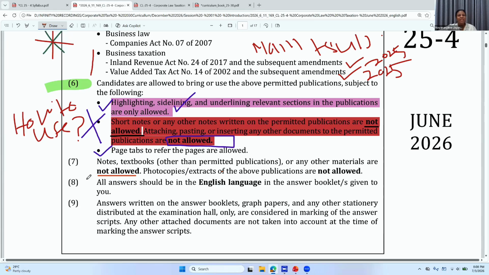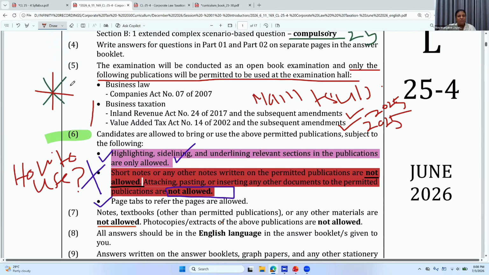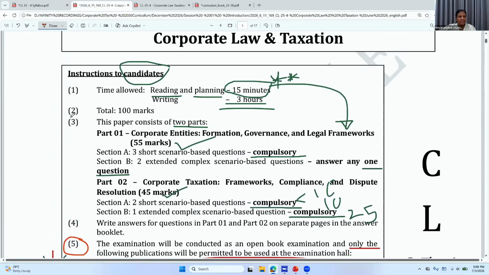Then items 8 and 9, you all know, about the language and all the pages, all the things you have done, should be attached to your answer script. From this, the 5th and 6th are very, very important. Before anything, however, this third one is important.